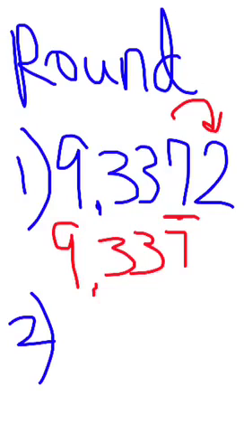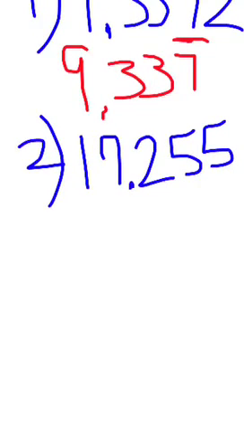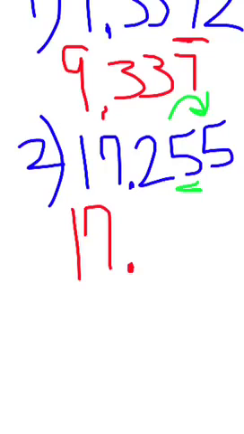Let's look at another problem. We have the number 17.255, and we need to round this number to the hundredths place. So again, this time around, what digit is in the hundredths place? Right, the first 5. You look at the digit to the right, and the digit to the right here is equal to 5, so we would round up, making our answer 17.26.